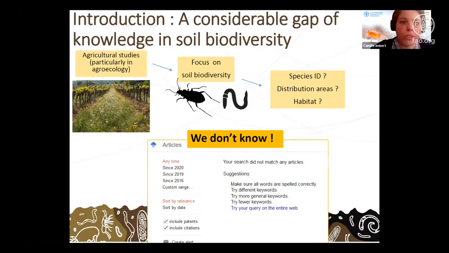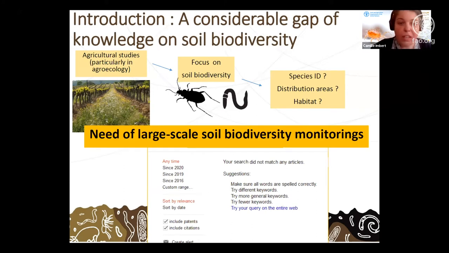As we already said and saw, there is a considerable gap of knowledge in soil biodiversity. We know a little, but not enough. In agricultural studies, and particularly in agroecology, we very often need to focus on soil biodiversity, and we are faced with an observation. We don't know the species that are present in the area that we study. We don't know their distribution areas, and we don't know their habitats. So we need large-scale soil biodiversity monitoring.